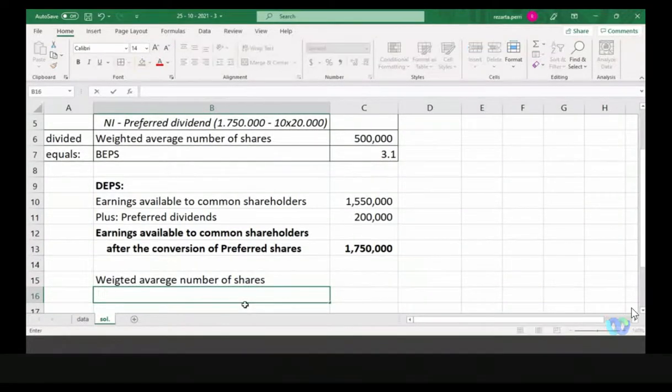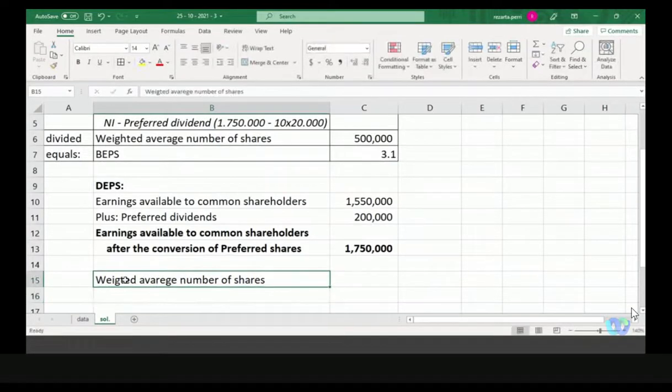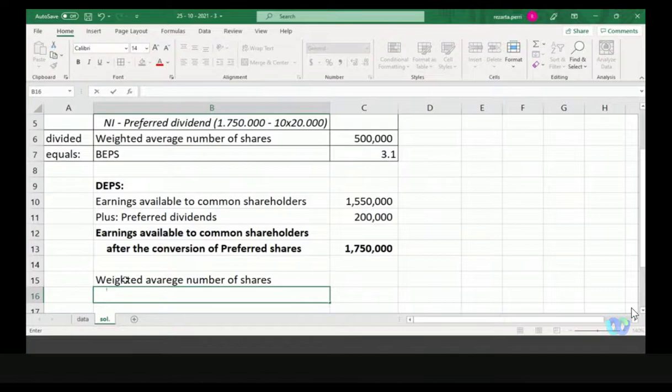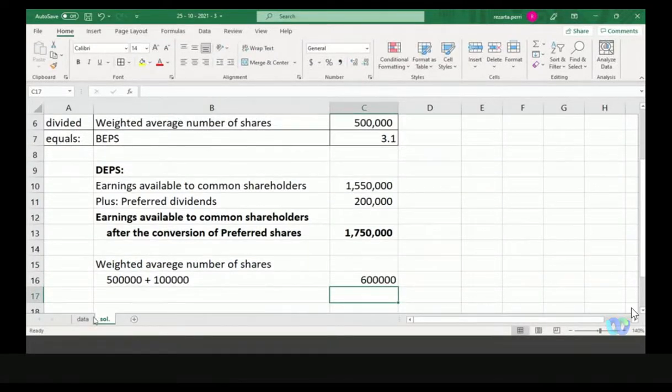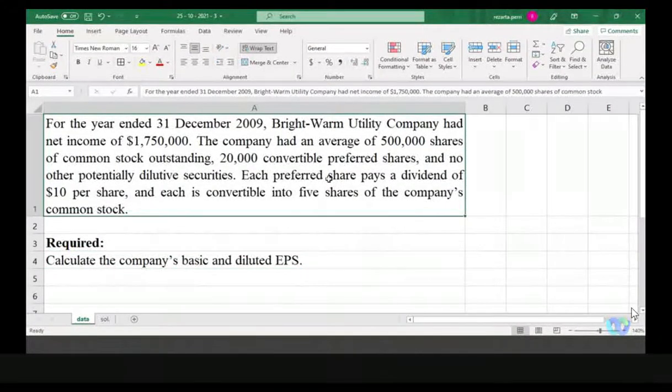Remember that in case we have the conversion that we are talking about, the weighted average number of shares, of course, will be the previous number of shares, 500,000, plus the 20,000 new shares that I will have after the conversion of the shares. So the new number of shares is going to be 600,000. Again, each preferred share is convertible into 5 shares of the company's common stock.